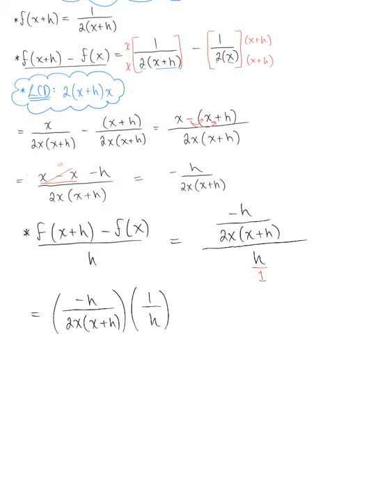And now this helps us to see the h in the numerator cancels with the h of the denominator, leaving us with 1. And we have a beautiful final answer here of minus 1 divided by 2x times x plus h. And this is the simplified difference quotient.